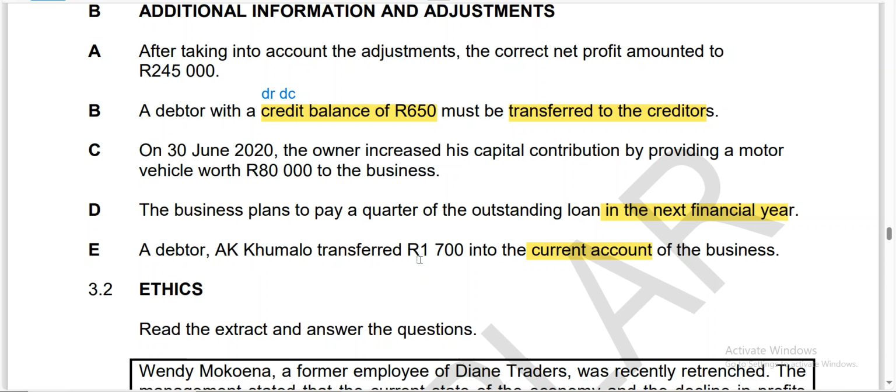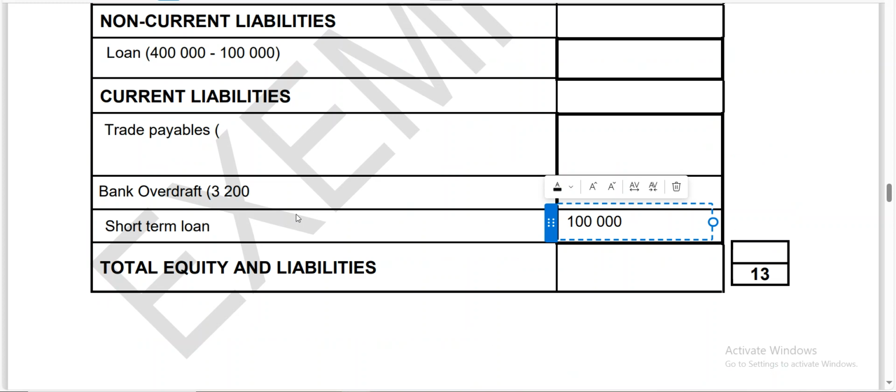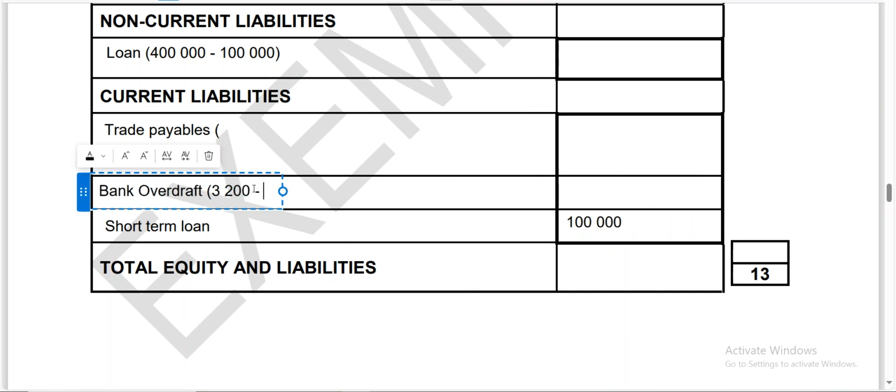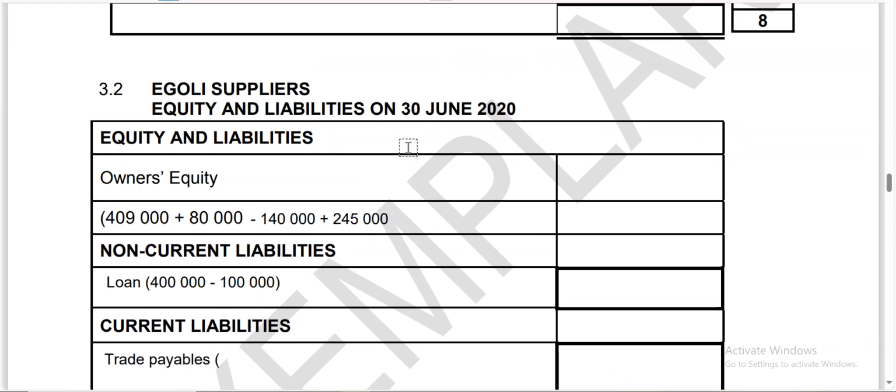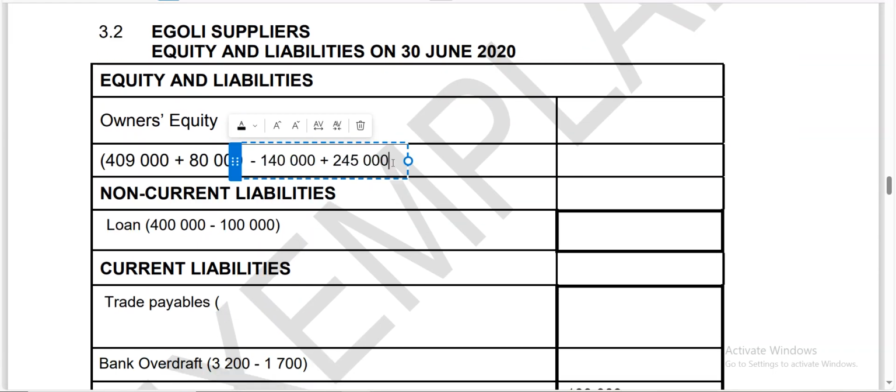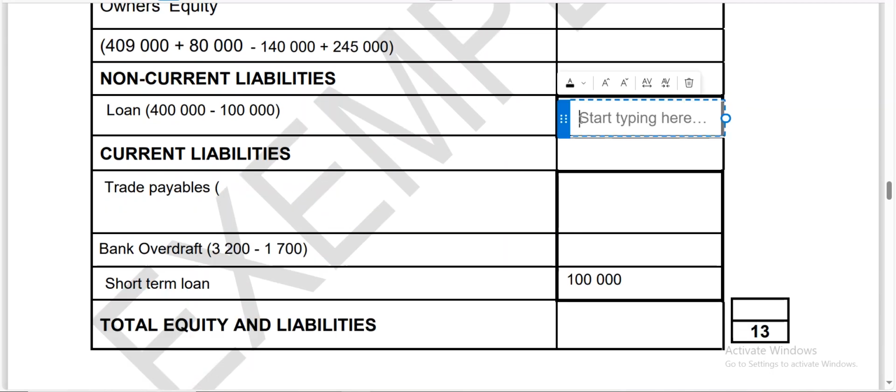So that's 1,700 that was transferred to the current account of the business, which will reduce our bank overdraft. So we're going to say minus 1,700 here, and then we will close this off. Okay, and then from there, we have to go to our equity note and sort out. We have to go to our trade and other payables note and close off that.